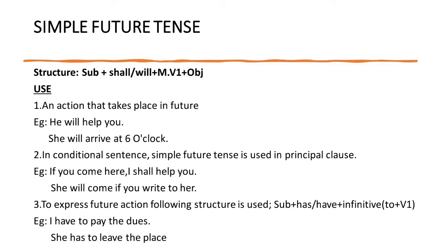First is simple future tense. The structure of simple future tense is subject plus shall/will plus V1 plus object. So how can we use simple future tense? Let's see. First one is an action that takes place in future.